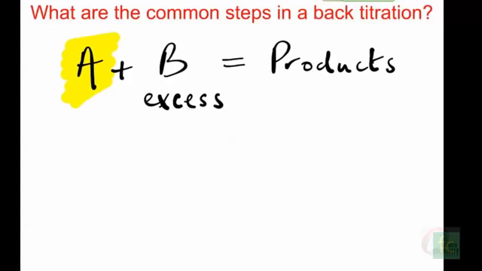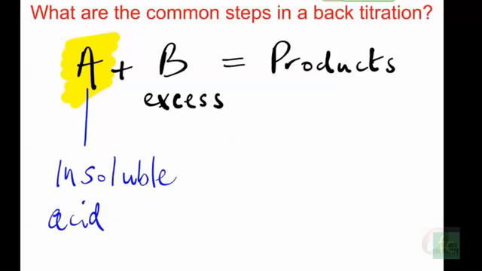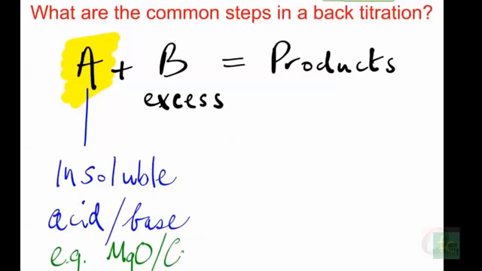Now, where do we use back titrations? Well, in several different scenarios. Where, for example, the chemical A is insoluble, either an insoluble acid or insoluble base. Examples of an insoluble base commonly used in these questions are magnesium oxide or calcium carbonate, which might be present in chalk or limestone, for example.